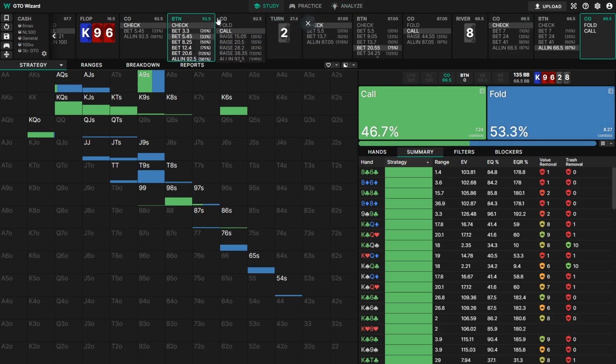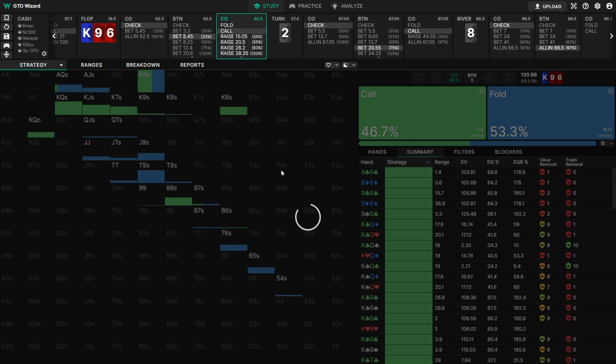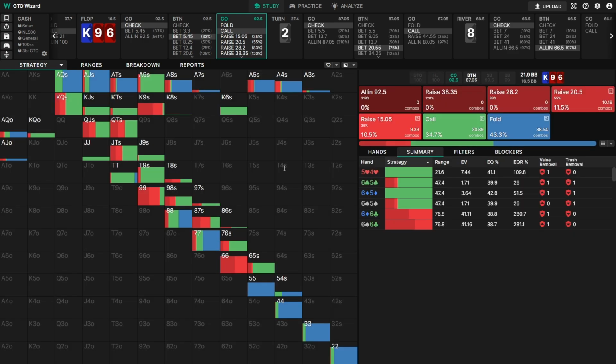And when you look at previous streets, earlier streets, we're more concerned with things like how can we outdraw our opponent's value range? Which hands are going to perform better? And what's the true value of this hand rather than what is the check down equity of this hand?